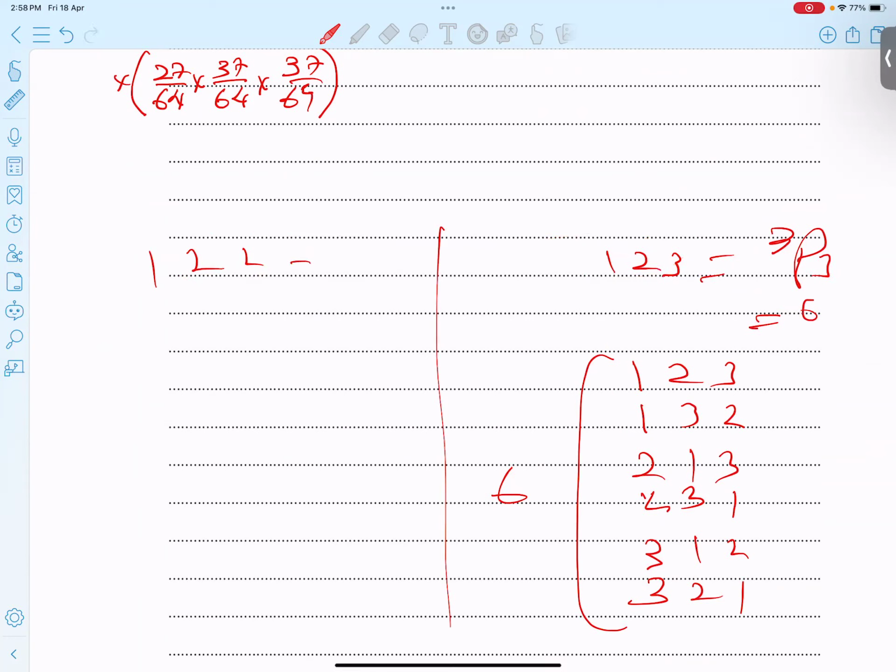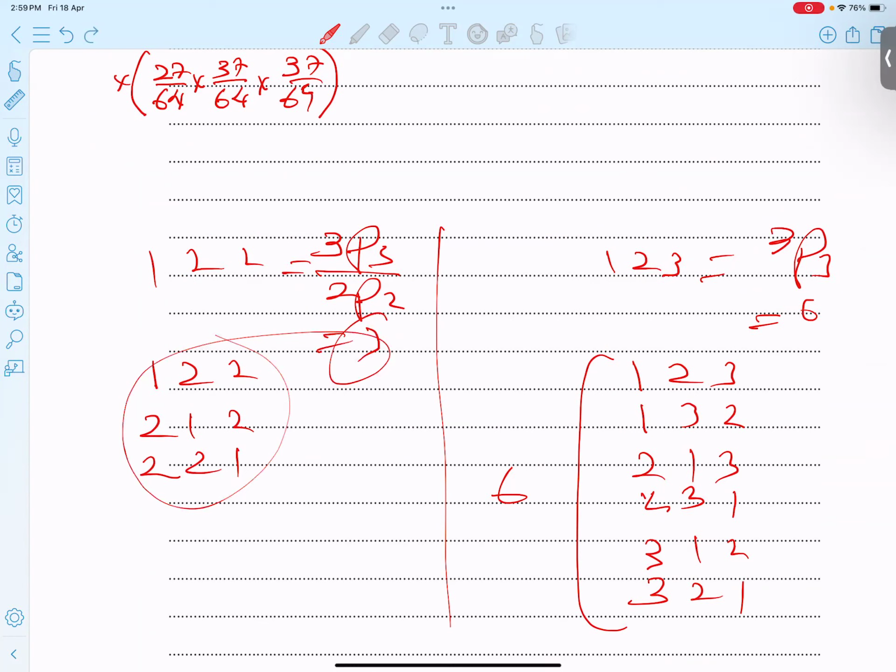What happens then? I tell you in advance. So 3P3 divided by 2P2. This 2P2 comes for the 2 repeating values. So in this option, I will fix 1 here. But 2, 2, I cannot write any other option. If I have a 2 here, 1, 2, and 2, 1. See, we cover 3 options. You cannot get more than 3.